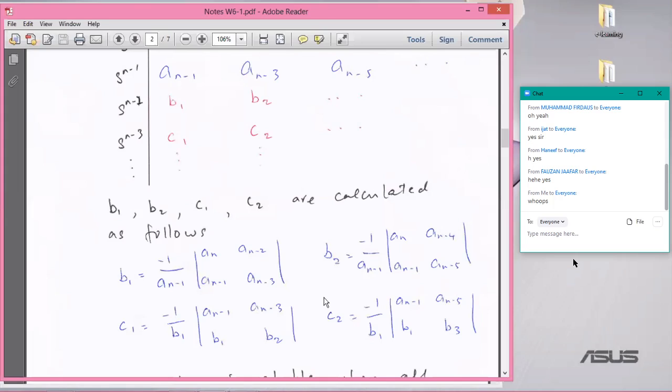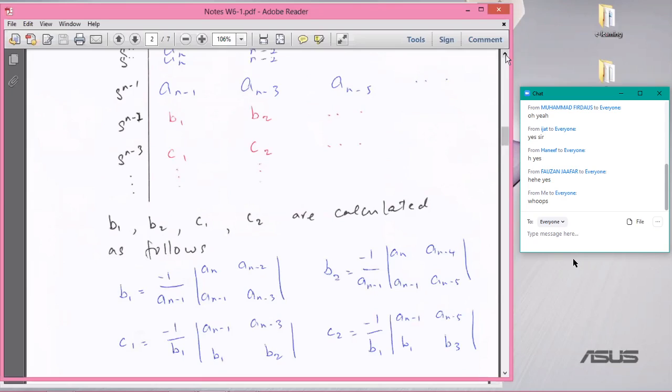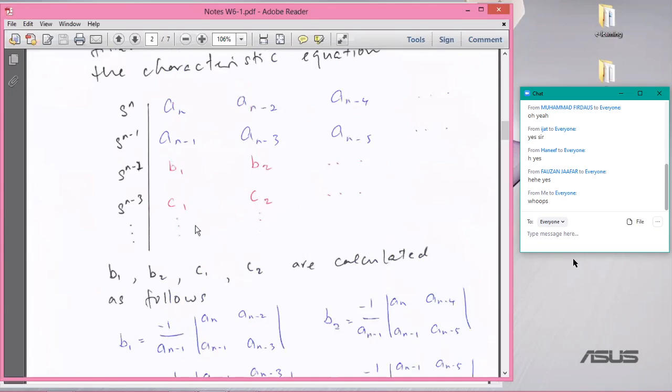You can now compute the rest of the elements in the table, and to test whether the system is stable or not, all you have to see is the first column. If the signs of the elements of the first column are the same, then you can say that the system is stable.